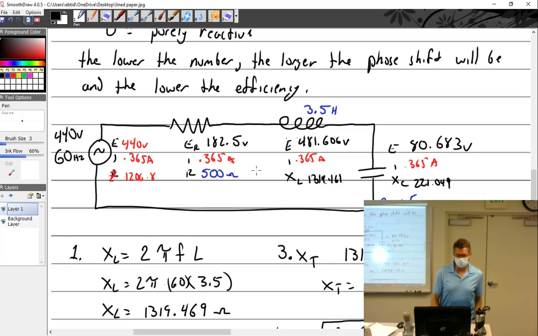So let me see. So we got 440 volts. Kirchhoff's law says the voltage drop across each should equal that. So I got 182 plus 481 plus 80 should equal. Oh, crap. What do you suppose we messed up? Nothing. That's the way it's going to be. It's really weird that way, isn't it?